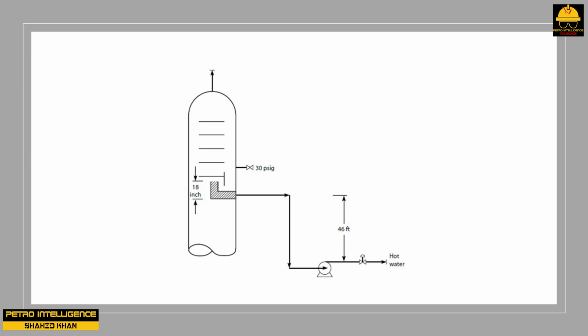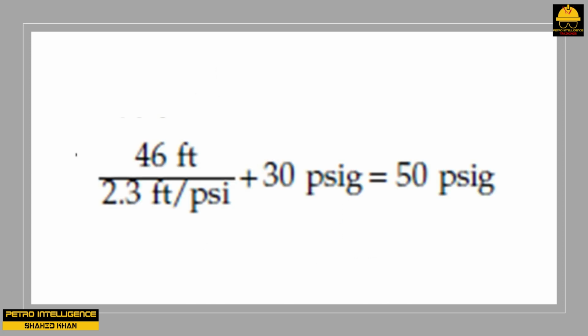If I reduce the flow of water by just 10% down to 100 GPM, the cavitation stops. I now put a pressure gauge on the suction of the pump. Assuming that the suction line is full of 46 feet of water, what suction pressure would I expect? Answer: 46 feet divided by 2.3 feet per psi plus 30 psig equals 50 psig. The 2.3 feet per psi factor assumes that the specific gravity of water is 1.00.